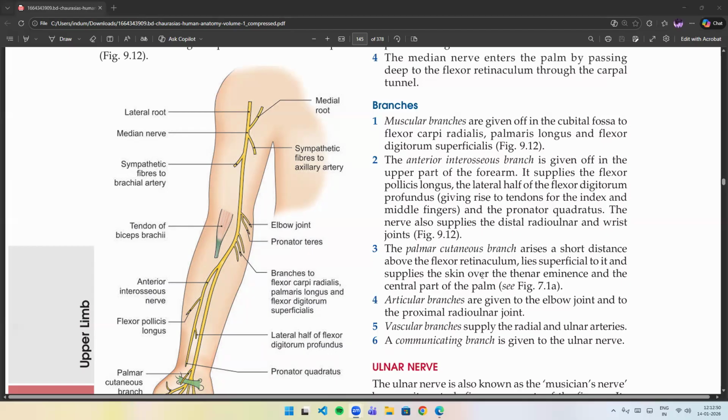Number 3. The palmar cutaneous branch, arising a short distance above the flexor retinaculum, lies superficial to it and supplies the skin over the thenar eminence and the central part of the palm. See figure 7.1a. Number 4. Articular branches are given to the elbow joint and to the proximal radio-ulnar joint. Number 5. Vascular branches supply the radial and ulnar arteries. Number 6. A communicating branch is given to the ulnar nerve.